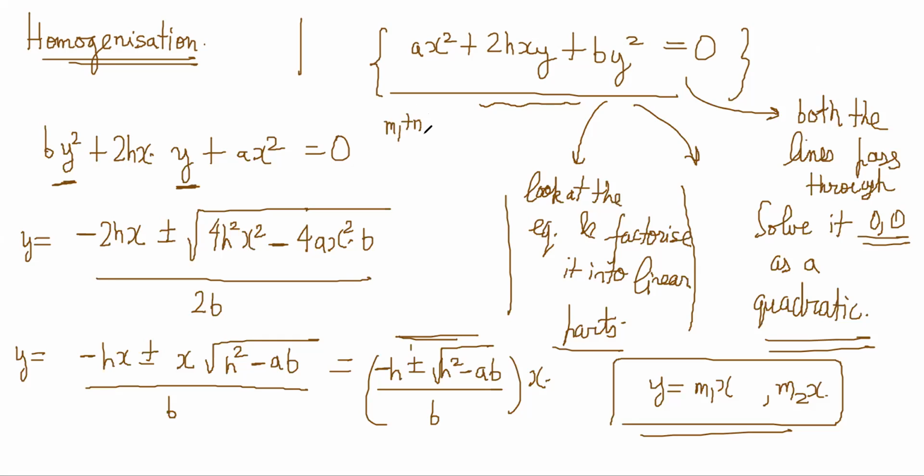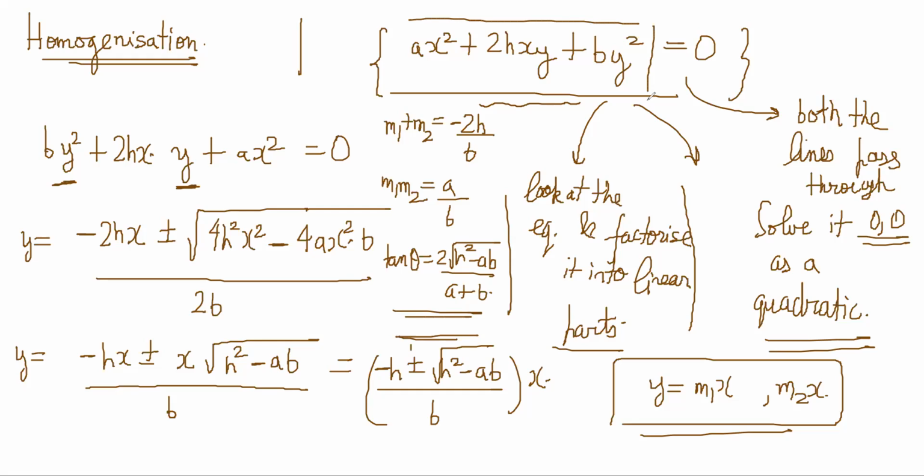M1 plus M2 is equal to minus 2h by b. M1 M2 is equal to a by b. And tan theta is equal to 2 times root over h square minus ab by a plus b. Tan theta is the angle between the two lines. You still have all those conditions. Those are still valid. And we have basically figured out that this equation means two straight lines passing through the origin.